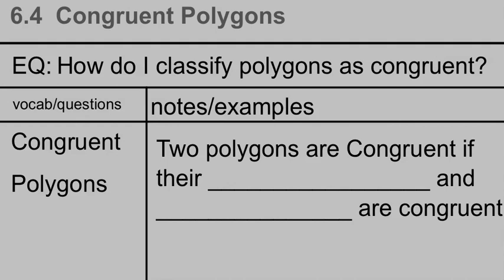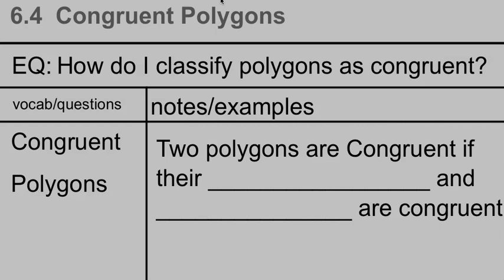This is 6.4, Congruent Polygons. We've had these vocabulary words before, so that is nothing new. We're going to just touch base on a few of them, and then we're going to jump right into the example problems, because I think that's where the majority of you would have most of your questions. All right. How do I classify polygons as being congruent?